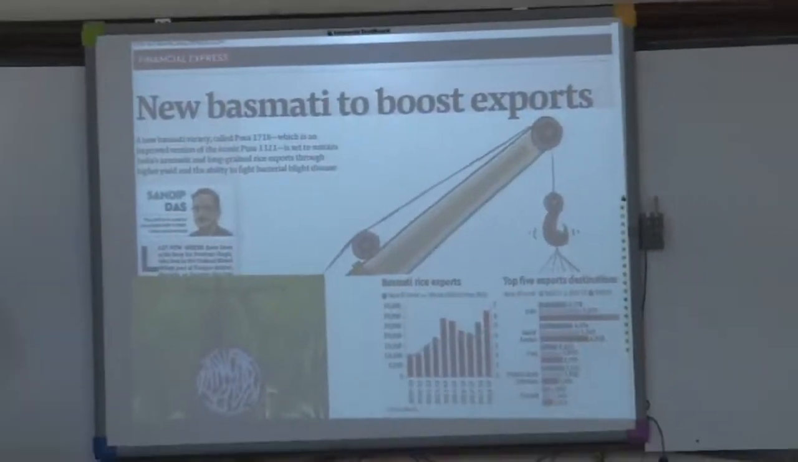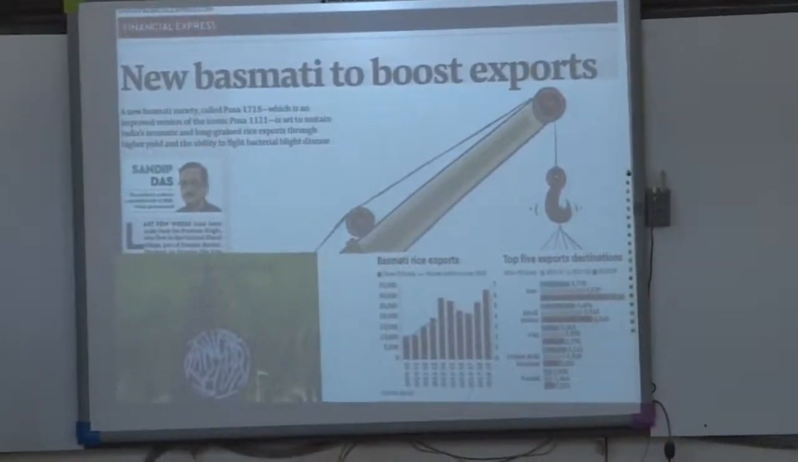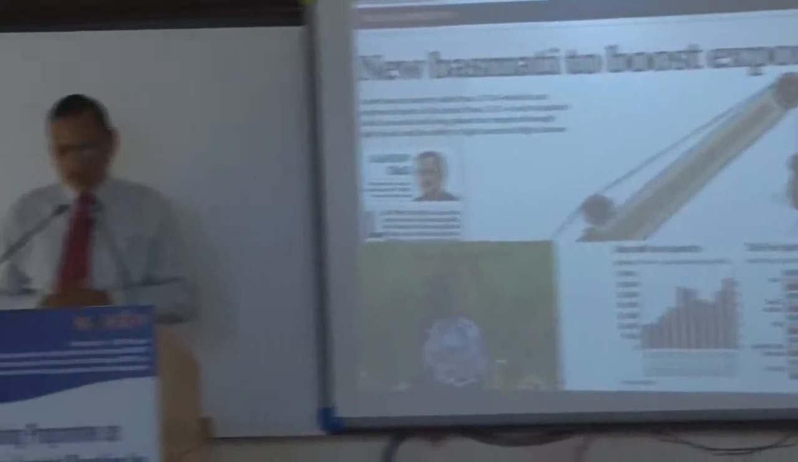And this has been widely recognized by the press and media nationally, and there was a recent article covered on new basmati to boost export. Currently, if you look at the total basmati export value from India, in value terms it is about 32,800 crores per annum. That's roughly about $5 billion. And 95% of this export earning comes from the varieties developed at IARI, primarily 1121, 1509, and now we have come out with a number of other varieties.